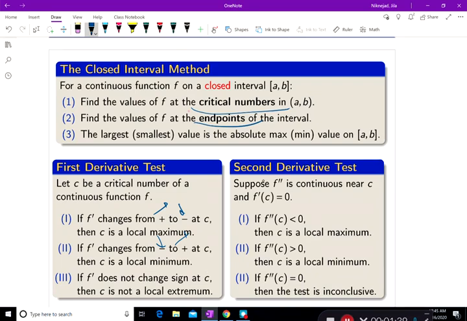Second derivative test: this time f double prime has to be continuous, and we only use the critical numbers that give f prime equal to 0. So f prime of C has to be equal to 0. Then if f double prime is negative, there's a local max. If f double prime is positive, there's a local min.